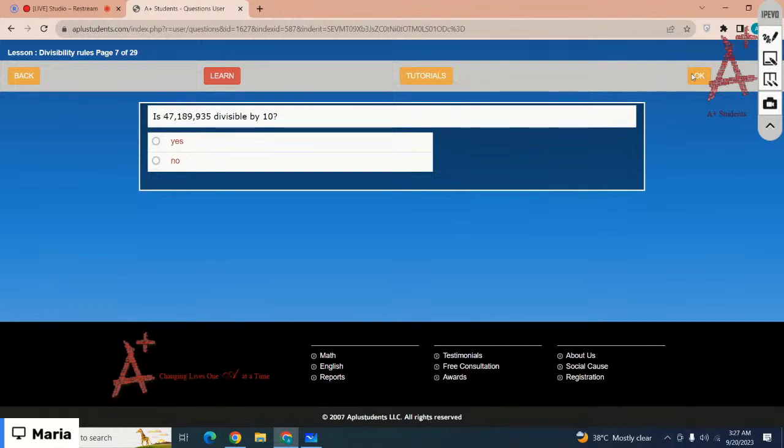Okay. Is 47189935 divisible by 10, yes or no? Which is the correct option? The correct option is no, the number is not divisible by 10, right?